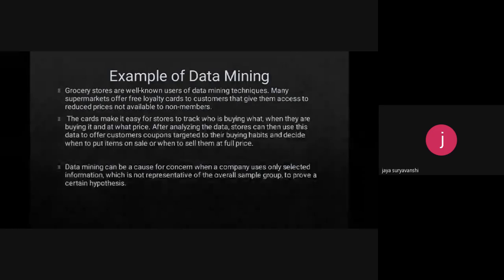Next, data mining can be a cause for concern when a company uses only selected information which is not representative of the overall sample group to prove a certain hypothesis.